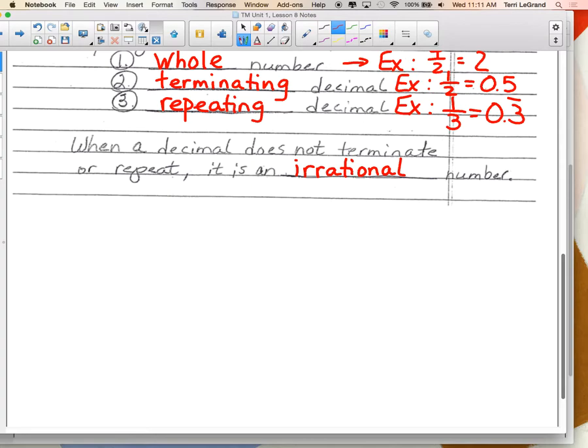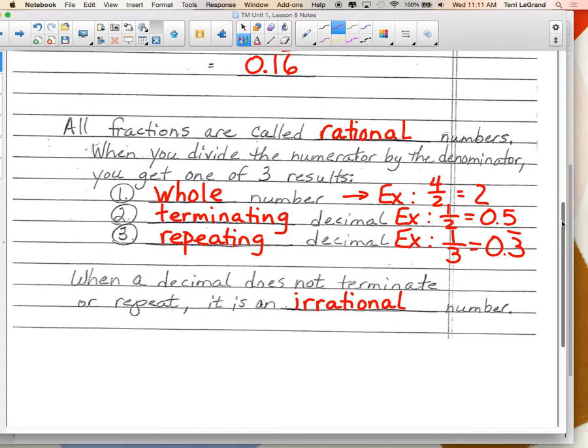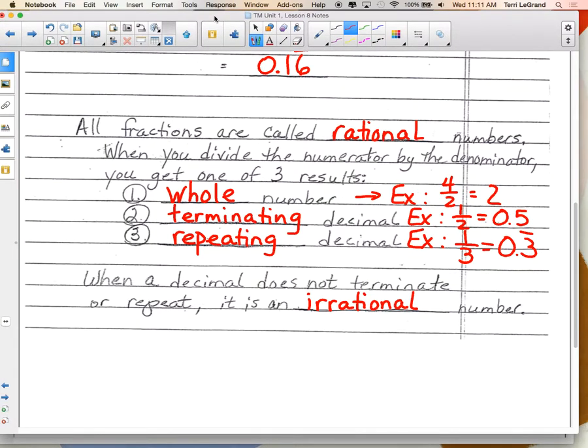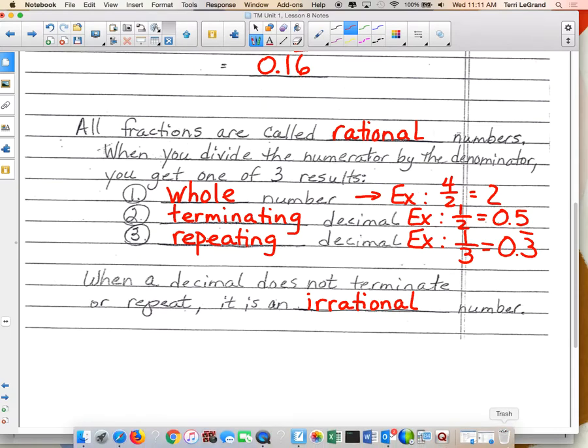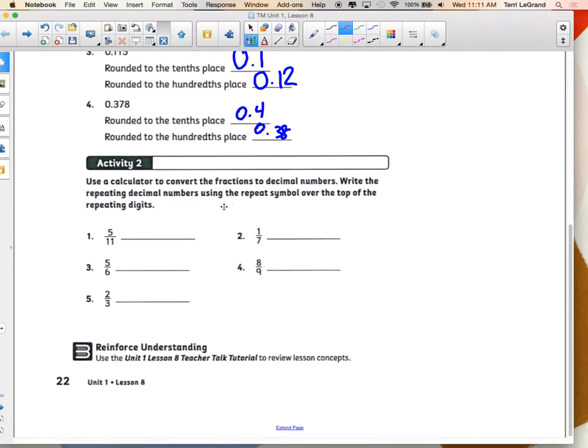Okay? So, now you may get ready to go to your apply skills. We should go back and finish up that now. So, go to your apply skills page. And we are going to finish activity 2. Activity 2 at the bottom there. It says use a calculator to convert the fractions, write the repeating decimal numbers. Okay, let's get busy and do it. Those of you who don't have calculators, find a piece of paper and start dividing.